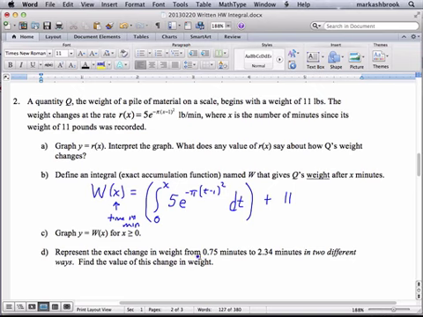Represent the exact change in weight. I'm not sure, but is it W(2.34) minus W(0.75)? Does that give the change in weight from 0.75 minutes to 2.34 minutes? Yeah, nice. Good. Other way, DJ.